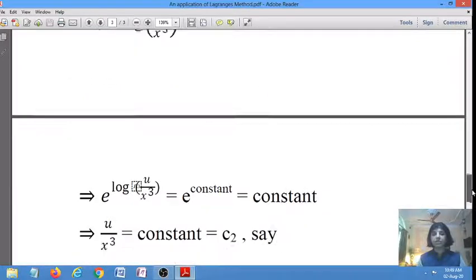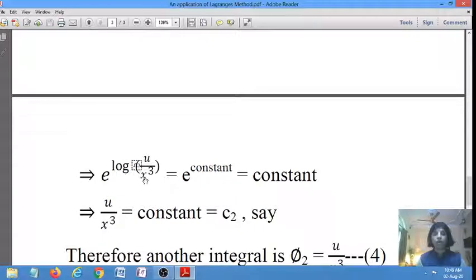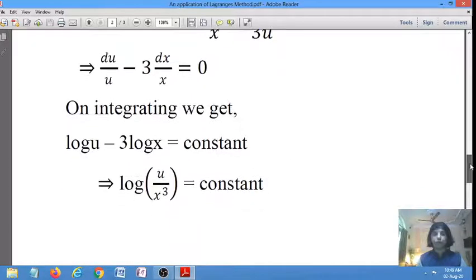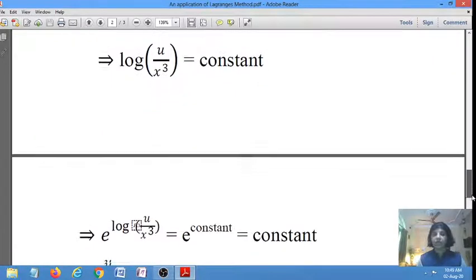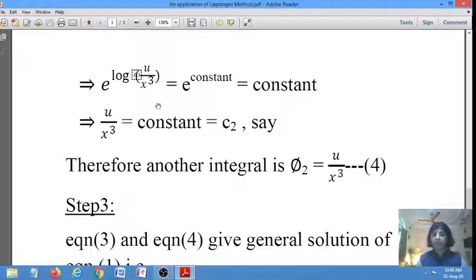Again raising both the sides by e to the power, e to the power log of u by x cube is equal to e to the power constant, which is again a constant. And then here you have u by x cube is equal to constant, and this constant I am calling C2. So this is the other solution that you have obtained: u by x cube is equal to constant C2. So phi 2, which is another integral, is given by phi 2 is equal to u by x cube.